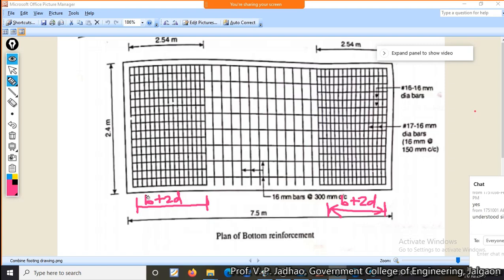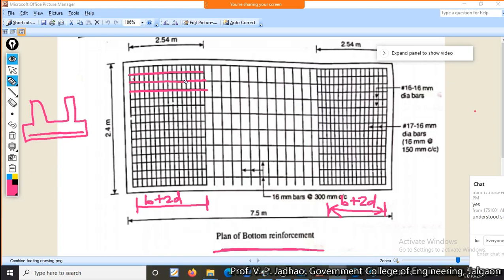Okay, how many bars were there? Bars are not calculated, we'll consider the spacing only. The spacing came out around 150 mm. So these bars, you can see, are provided up to this length only. Okay, this is the bottom reinforcement, bottom plan. If this is your footing, we'll be providing this bottom reinforcement here only.